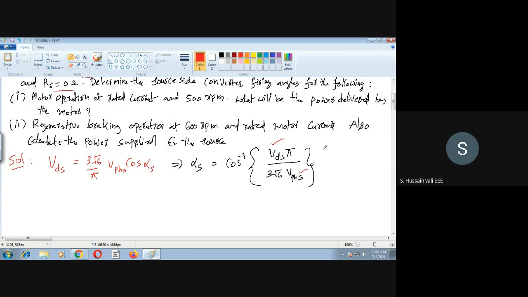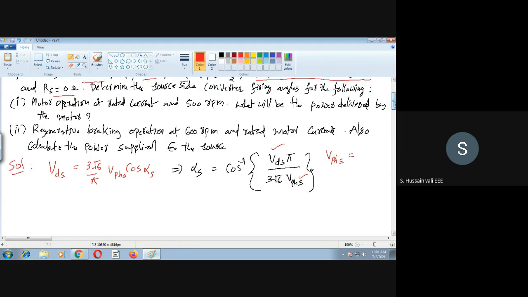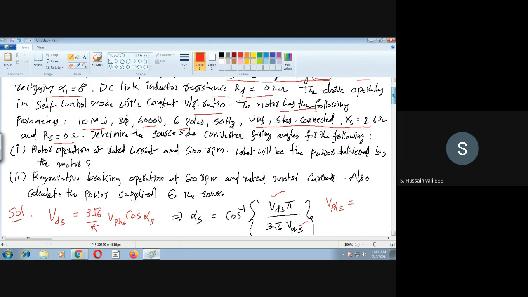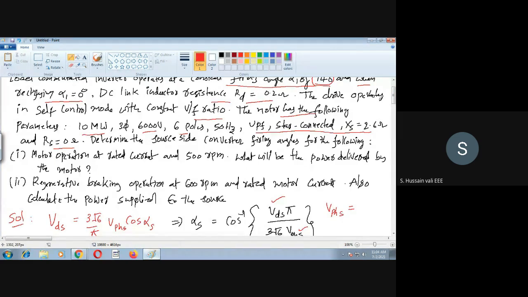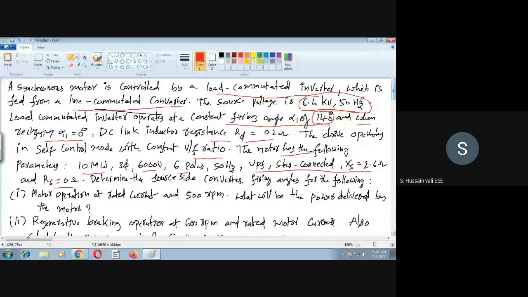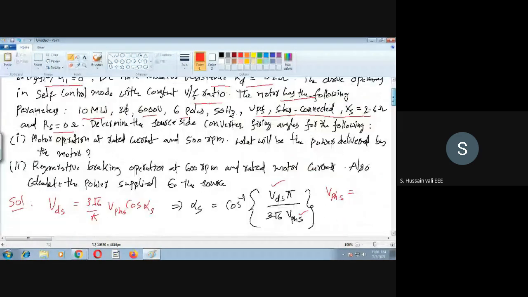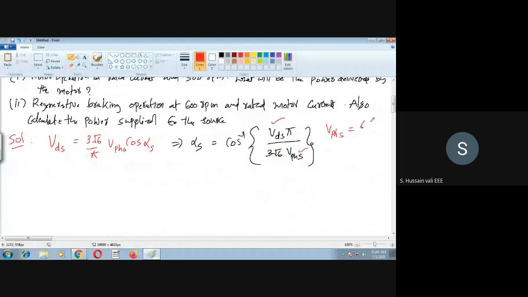We can easily find out V phase source. How can we find it? The line voltage he has given in the problem somewhere. What is the line voltage he has given? Line voltage in the sense of source voltage, 6.6 kilovolt. So what is the phase voltage then? 6.6 kilovolt divided by root 3. This is the answer you will get.